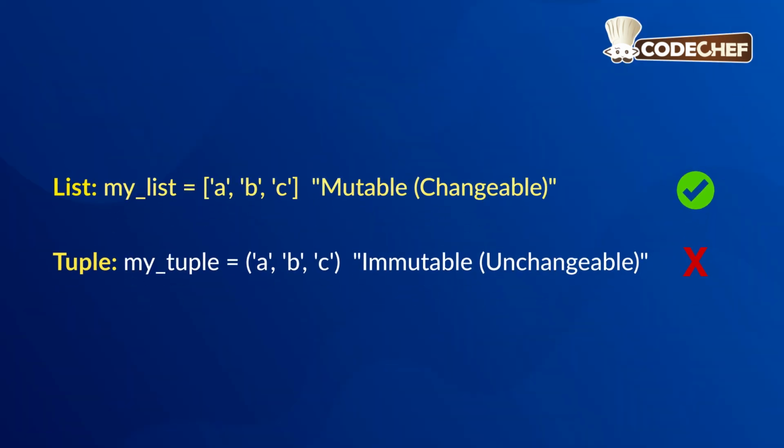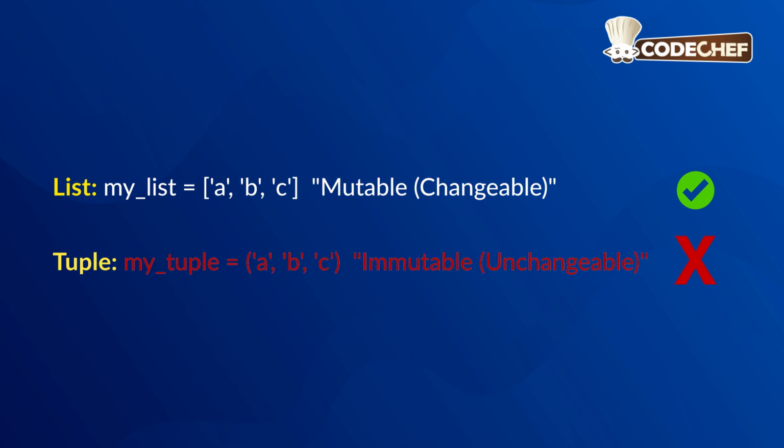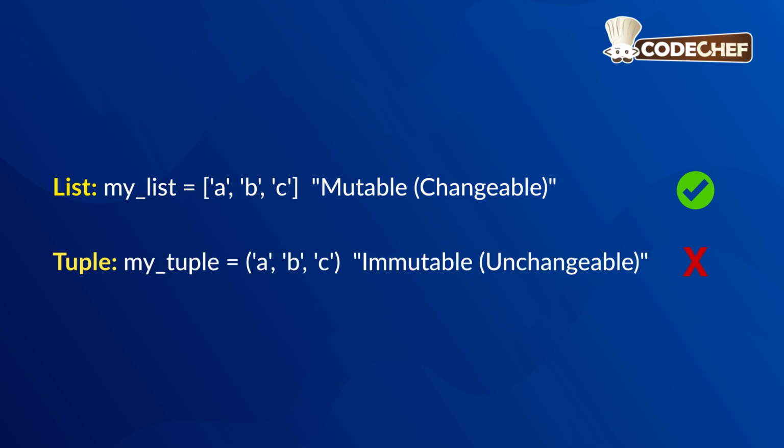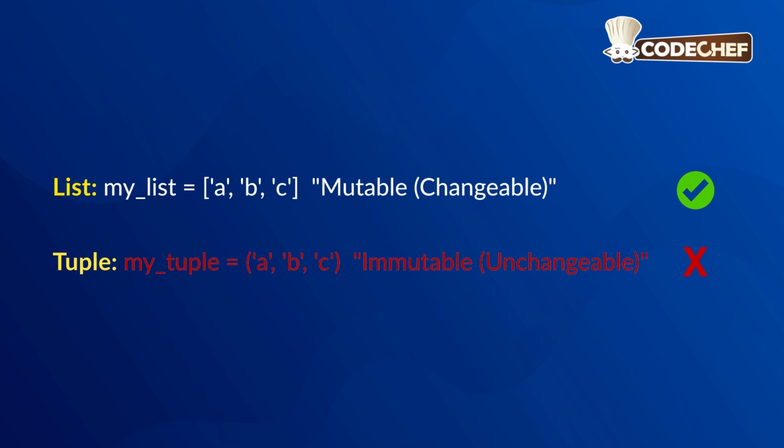It's similar to a list, but with one crucial difference: you cannot change its contents. Tuples are defined using parentheses, open parenthesis, close parenthesis, instead of the square brackets, open square bracket, close square bracket, that we use for lists. Inside, the elements are separated by commas. The most important thing to remember is the word immutable. This means unchangeable. Once you create a tuple, you can't modify it.